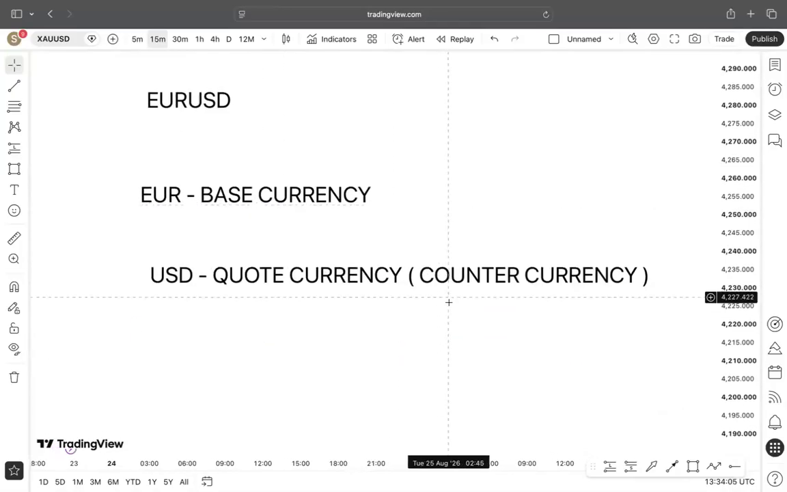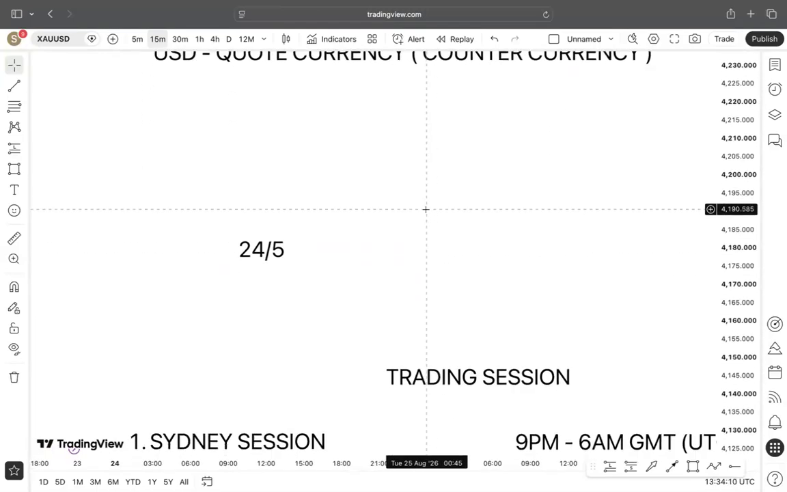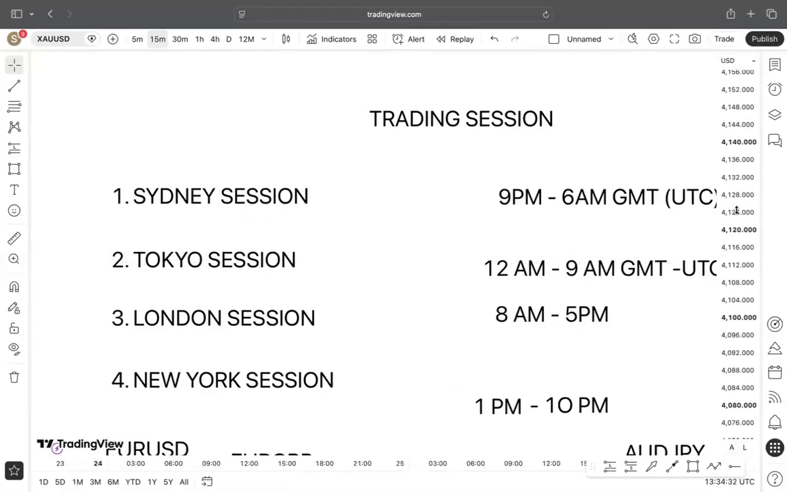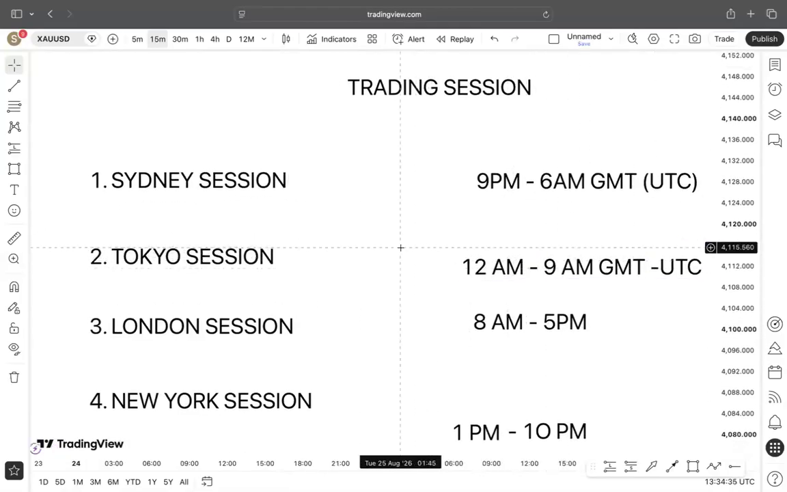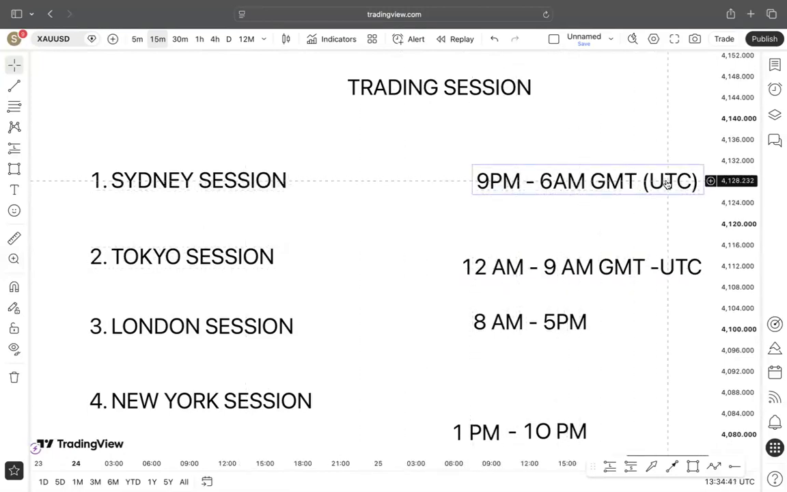And a word further to talk about the forex trading sessions. I said that the forex market opens 24 hours a day and 5 days in a week, which is Monday to Friday, to allow traders to buy and sell currency during different periods of the day. And I said that forex trading is subdivided into four major trading sessions. First is the Sydney session, which opens immediately after the weekend. I said the Sydney session opens from 9 p.m. to 6 a.m. GMT UTC.